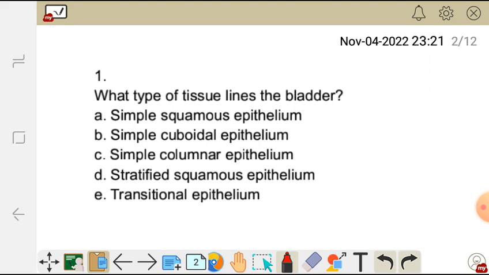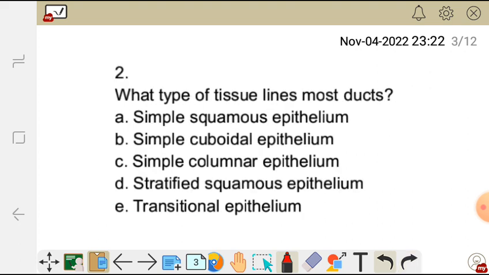For stratified squamous epithelium, they underlie the epidermis, the anal cavity, and even in the vagina you'll find stratified squamous epithelium. Then E, these ones now, they underlie what we call the bladder. So the correct answer for this question is E. Move on to question 2.